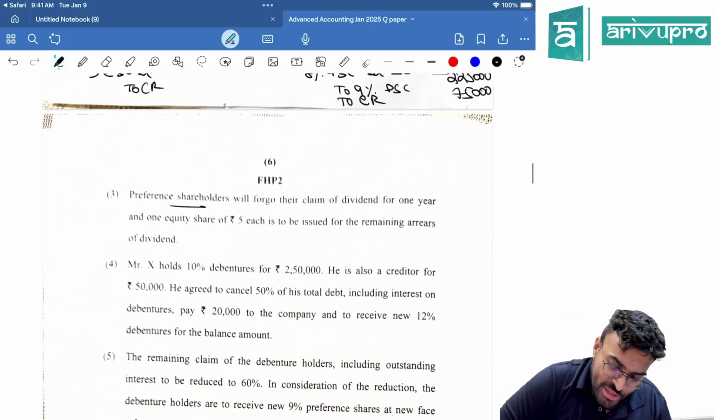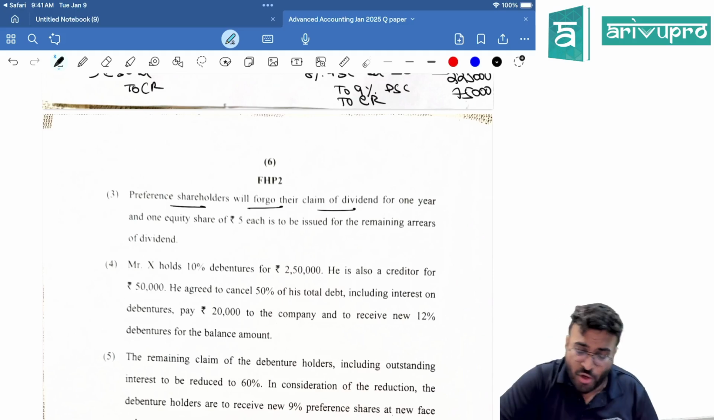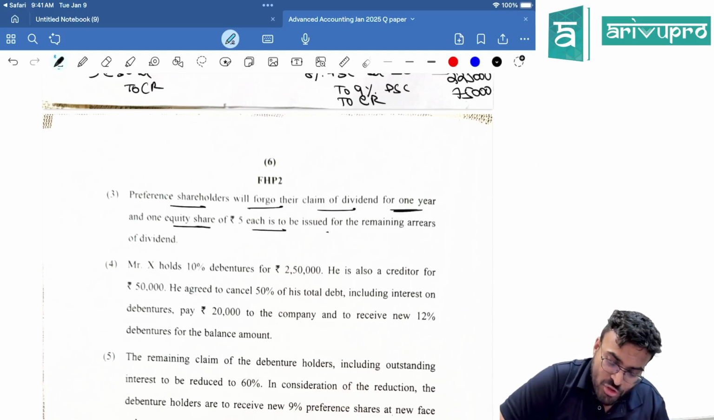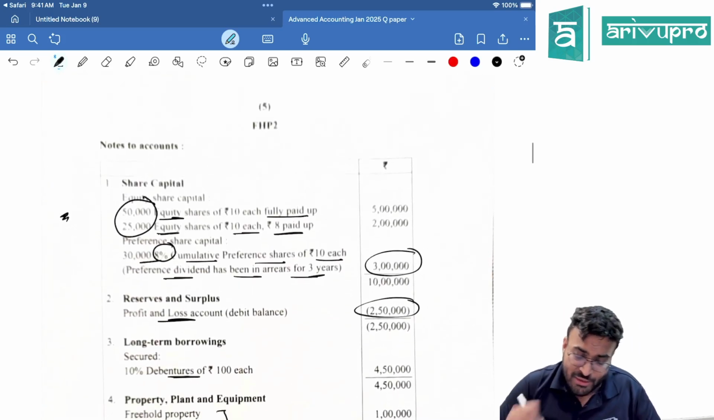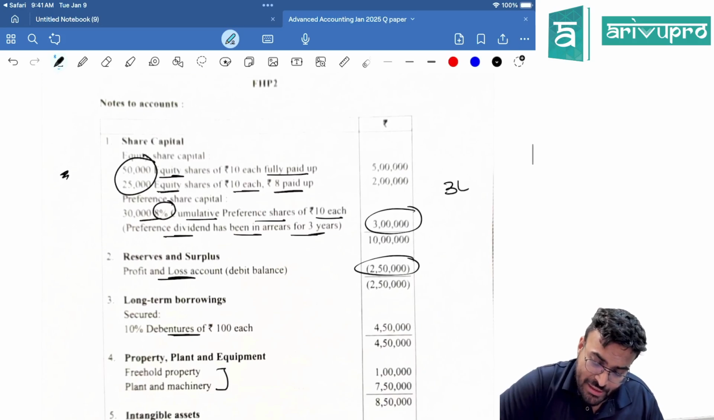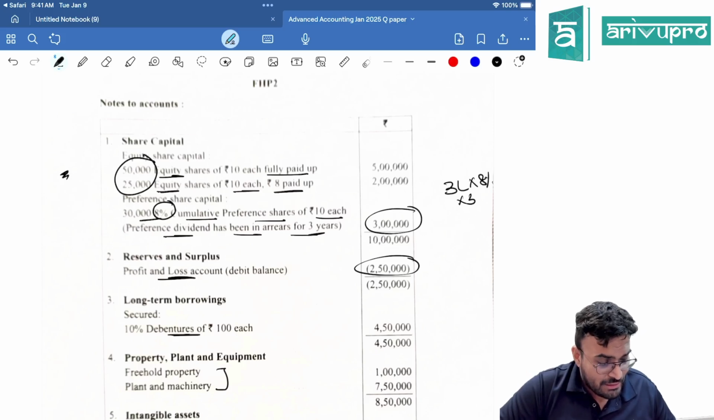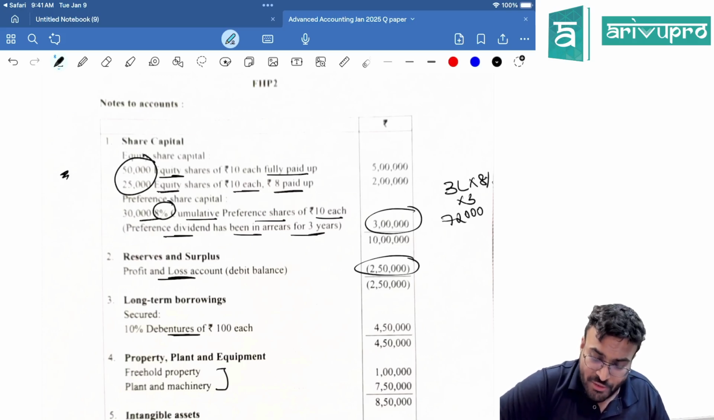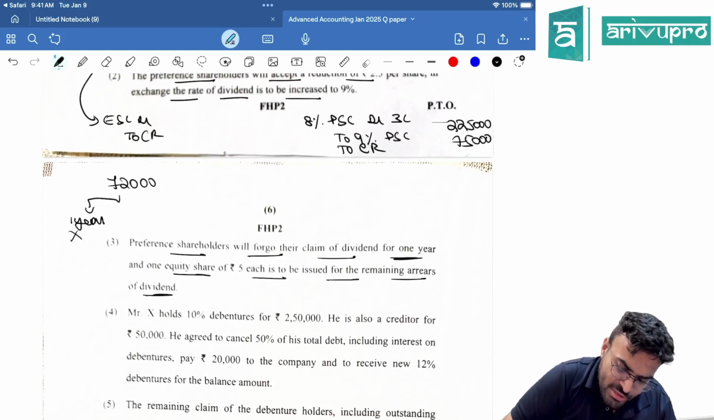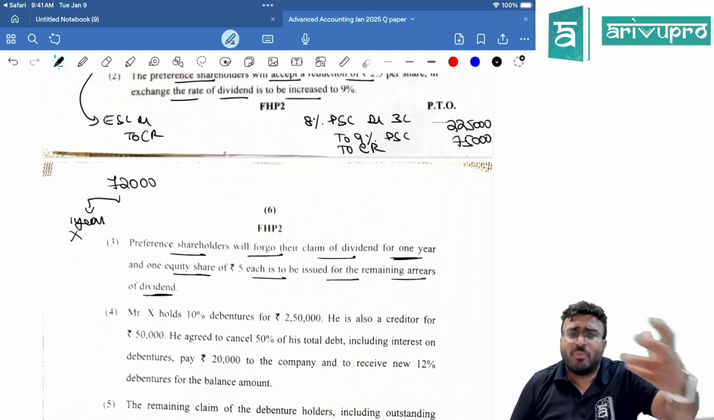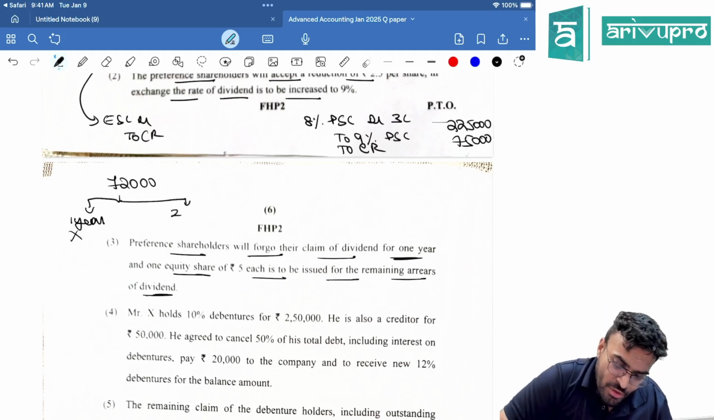Then preference shareholders will forego their claim of dividend for 1 year, and 1 equity share of 5 each is to be issued for the remaining arrears of dividend. How many years dividend is pending? 3 years. 1 year they are going to let go. So 3 lakh into 8% into 3 years gives you 72,000. 72,000 is the pending interest. 1 year we are going to let go; for this there is no entry. What is not there in the balance sheet, we are going to remove, no entry. But 2 years we are going to pay.